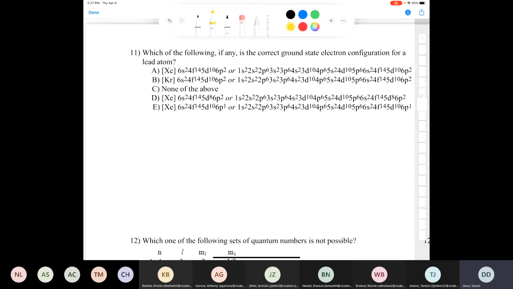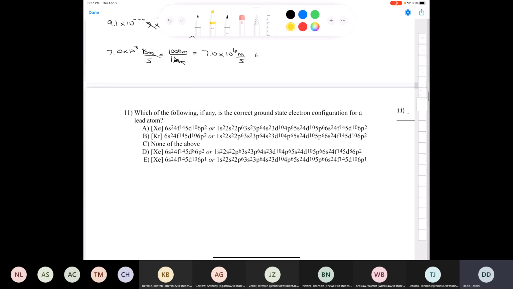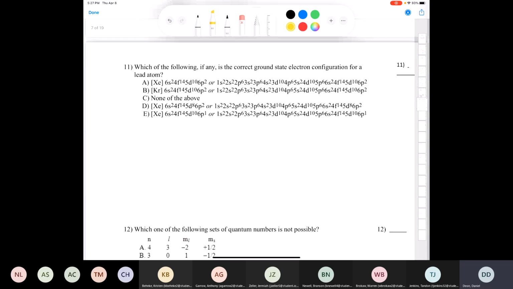Question number 11. Which of the following, if any, is the correct ground state electron configuration for a lead atom? So I'm going to pull my periodic table off of my bulletin board here so I can follow along, and let's work out the electron configuration for lead. You notice that we do have the shorthand here. Lead is element number 82. The noble gas that precedes it is xenon. So immediately we can eliminate B because that starts with krypton.